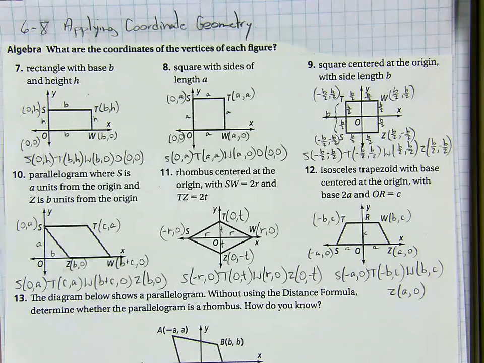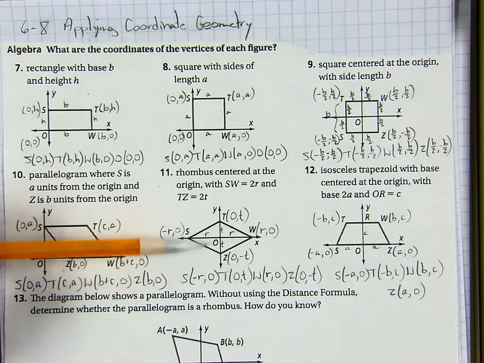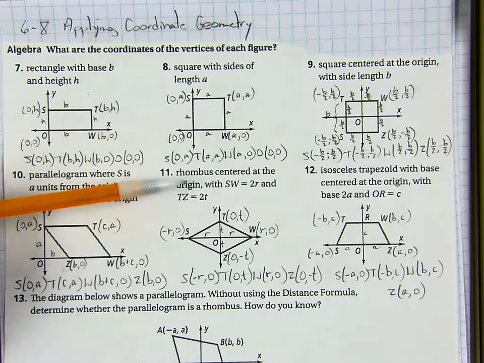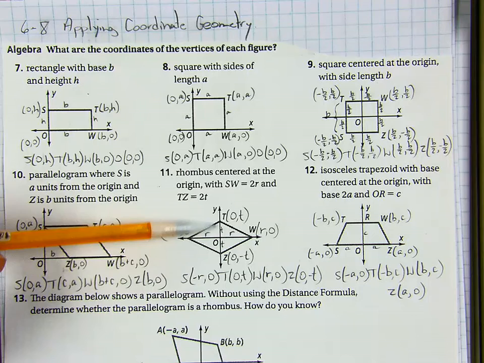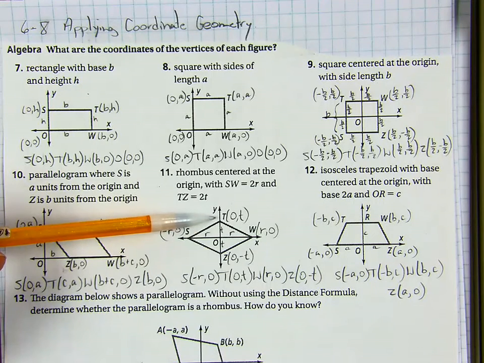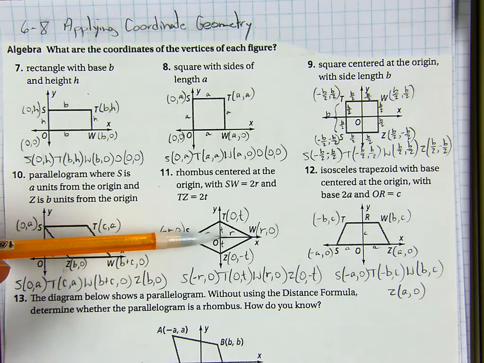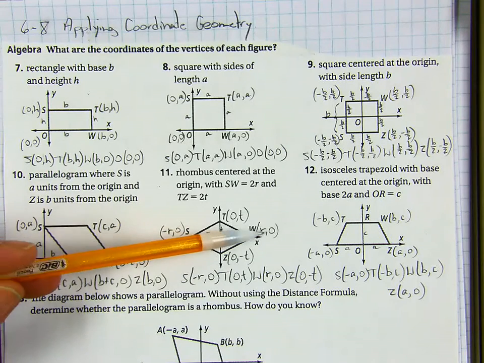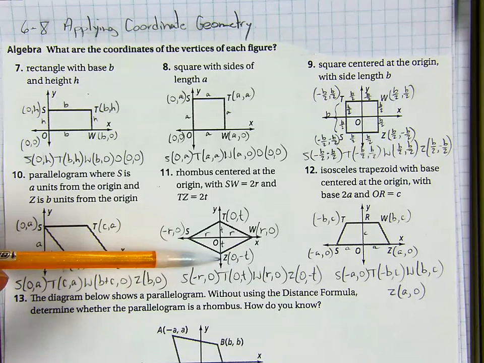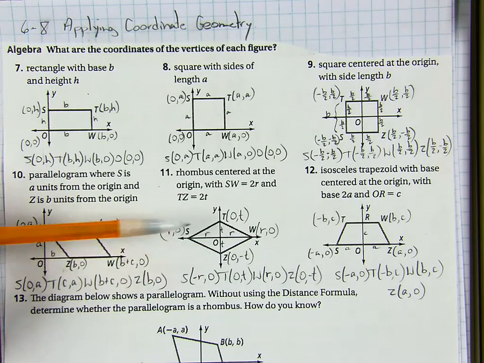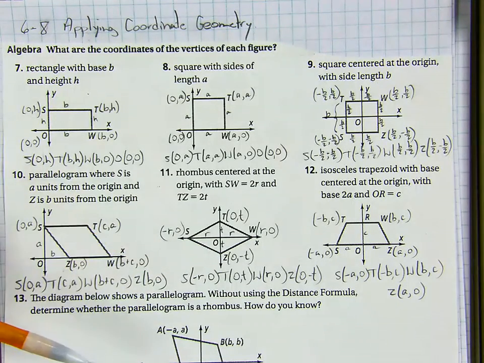Now the next one, on this next one, we're using T's and R's because it says a rhombus is centered at the origin, SW is 2R, so R and R. ZT or TZ is 2T, so it's T and T. So we had R, 0 for W, 0, T and 0, negative T for T and Z, and then S would be negative R, 0.